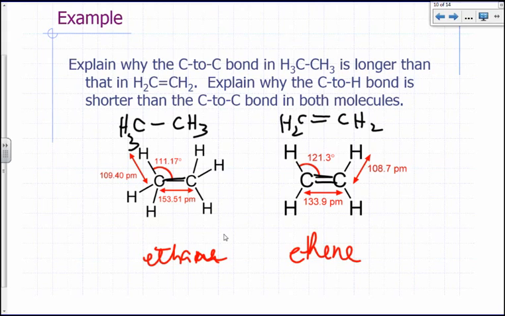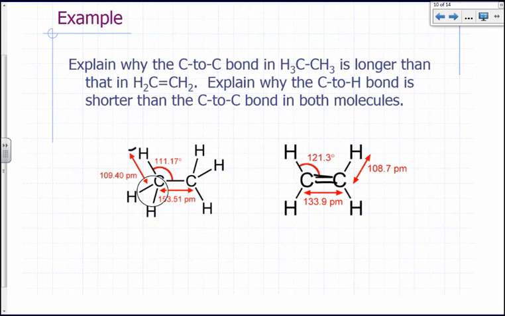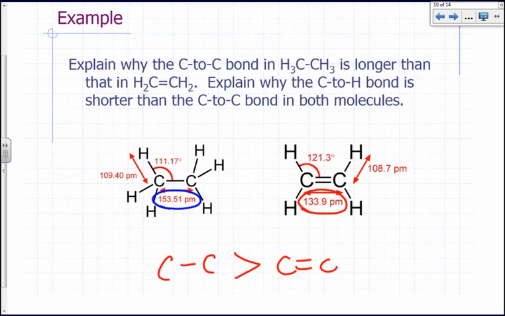Okay? So how do we explain the differences in the bond lengths here? What do you notice about this carbon-carbon single bond? It says here that the bond length is 153.1 picometers, whereas over here for the carbon-carbon double bond, your bond length is 133.9. So the carbon-carbon double bond is shorter than the carbon-carbon single bond.